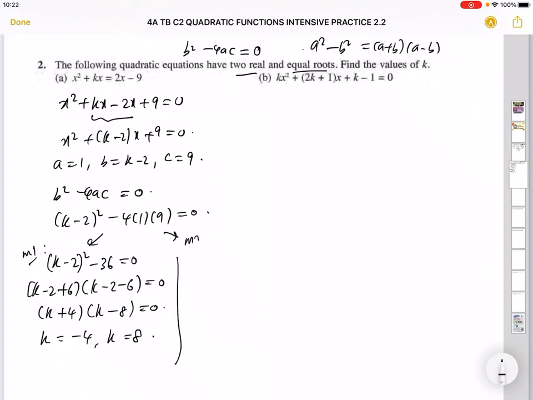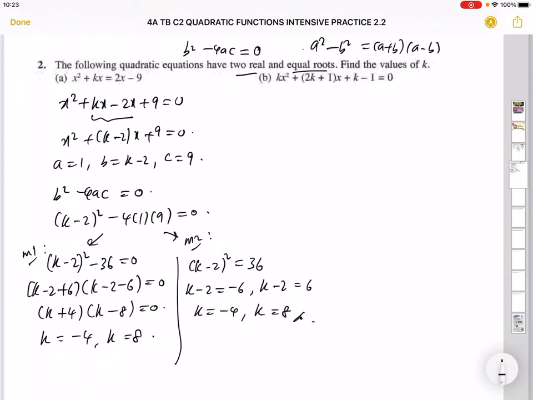Now, alternately, we don't even need to factorize this way, because we can just take the 36. 4 times 9 is 36. You just bring it over to the right-hand side, right? So this will be positive 36. And when we square root, immediately we know there's a negative and a positive. So your k is minus 4 or 8.